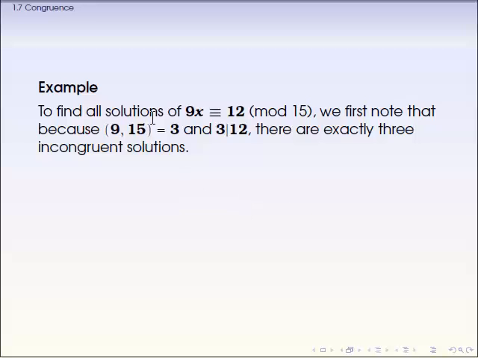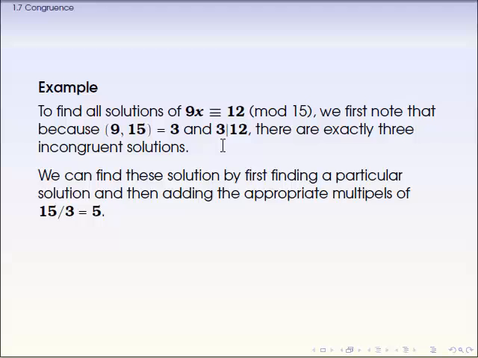Okay, let's find all the solutions of 9x is congruent to 12 modulo 15. First of all, the greatest common divisor of 9 and the modulus 15 is 3. And of course, 3 divides 12. So we have a solution. Not only a solution, in this case, we can expect exactly 3 incongruent solutions. Okay, let's try to find them.